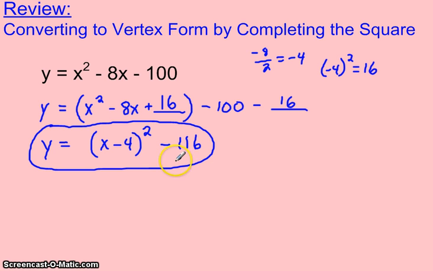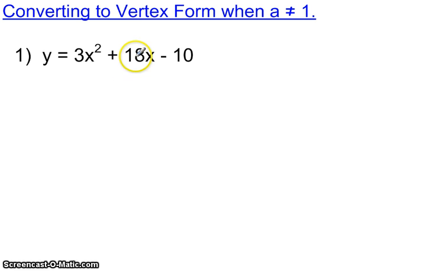Alright, so what we're going to do next is look at examples that have an a that is not 1. Same process, just a little bit extra added to it. Alright, so we're going to be converting to vertex form when a is not equal to 1. And you can see in this example number 1, we've got y is equal to 3x squared. So now we got a 3 there, plus 18x minus 10.